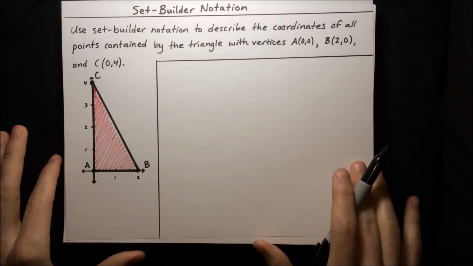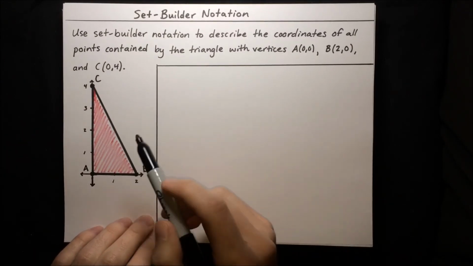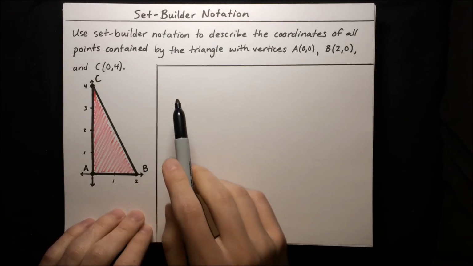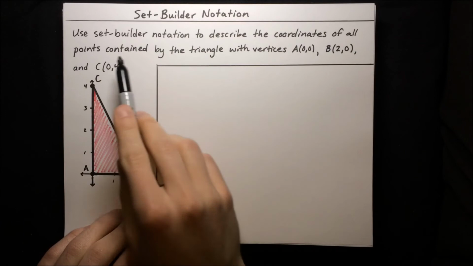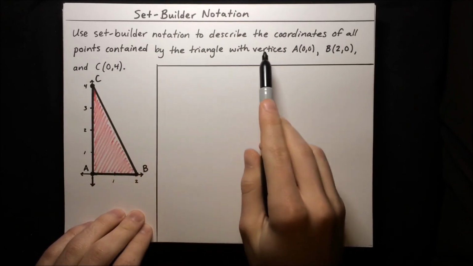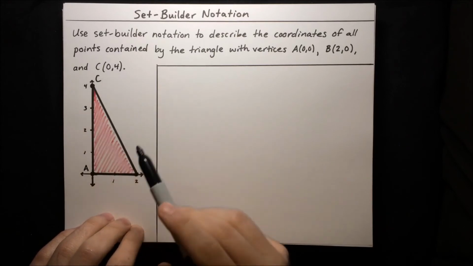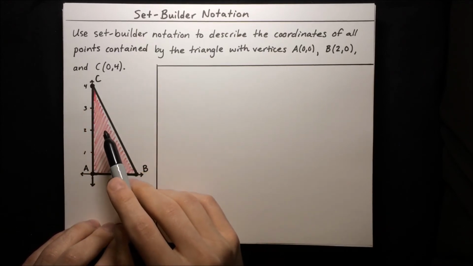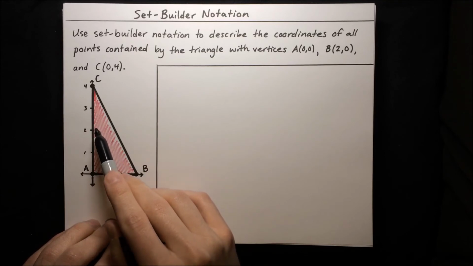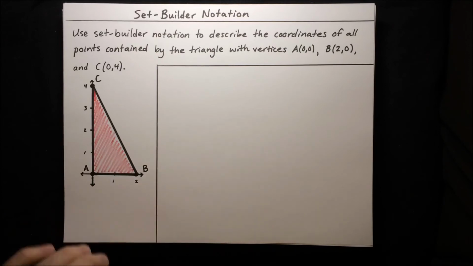Here's our final example, and this example is interesting because now we're going to be using coordinates instead of just numbers. So we want to use set builder notation to describe the coordinates of all the points contained by the triangle with vertices A (0, 0), B (2, 0), and C (0, 4). That's this triangle right here. We've got A, B, and C, and we want to write the set which contains all of the points which are in the shaded region within the triangle.